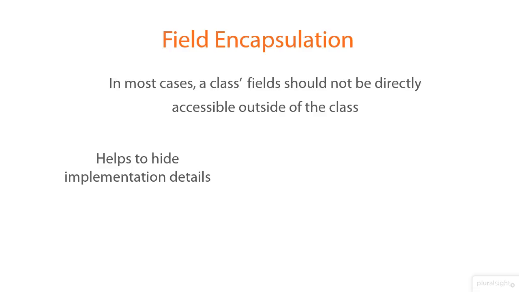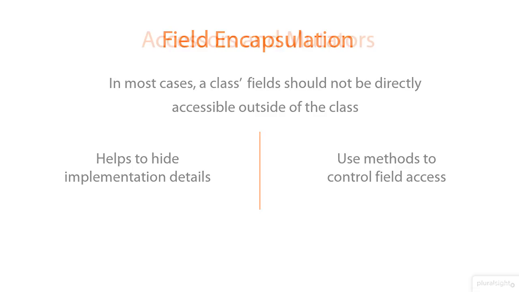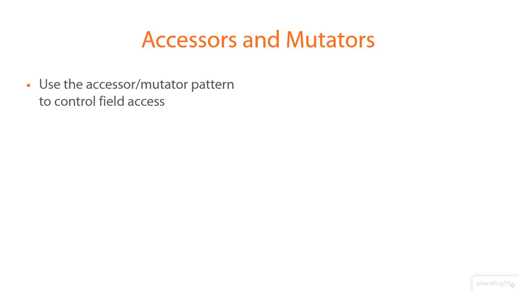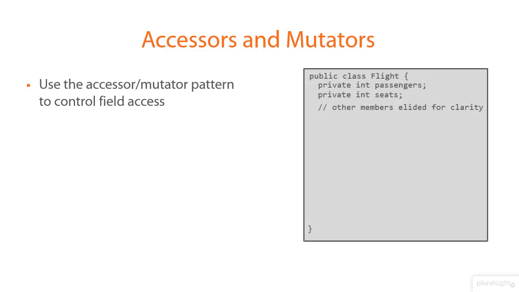Now, that doesn't mean that we don't want to allow interaction with the information inside those fields from outside the class. So what we do is we generally use methods to control access to our fields. As you would expect, this is an issue that we have to address very frequently. So a common pattern called the accessor mutator pattern has arisen to deal with that. Now, if you're not familiar with the term pattern, all that means is it's just a common way we solve a problem.